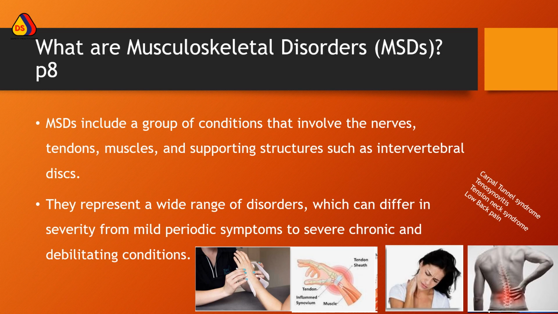Musculoskeletal disorders include a group of conditions that involve the nerves, the tendons, muscles, and supporting structures such as the intervertebral discs. They represent a wide range of disorders which can differ in severity from mild periodic symptoms to severe chronic and debilitating conditions. For example, carpal tunnel syndrome.